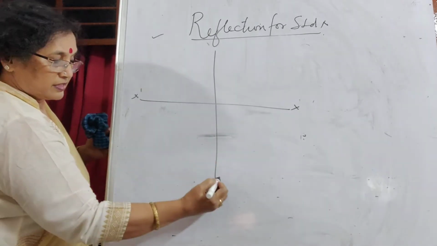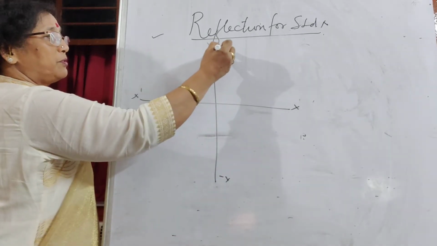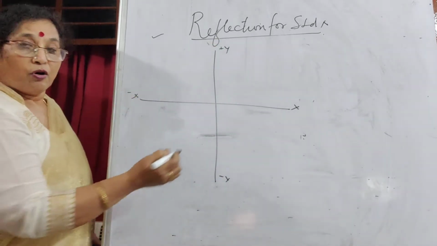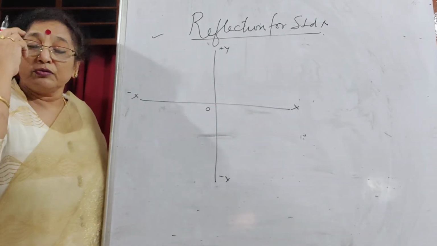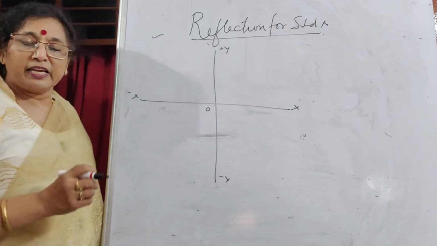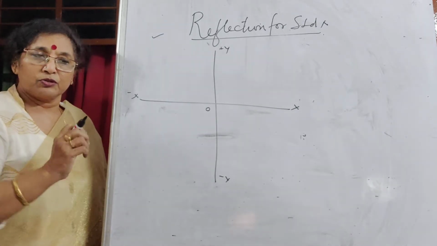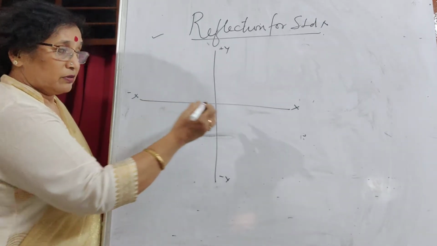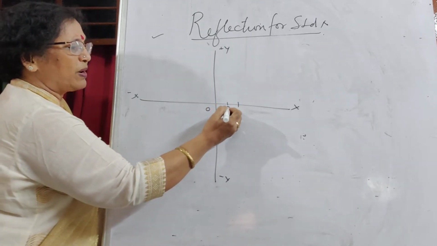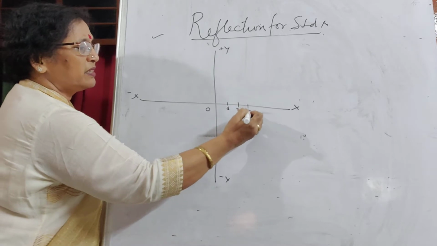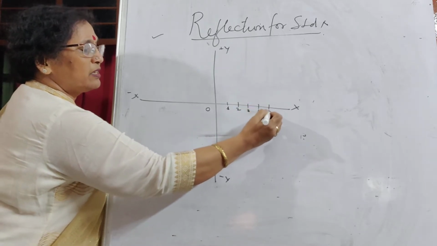This is y negative, this is y positive, this is x negative. Origin. So you take your graph paper, you have 2 centimeter graph, that means every 10 divisions is 2 centimeters. I'm taking every 1 centimeter as 1 unit. Every 1 centimeter is 1 unit.